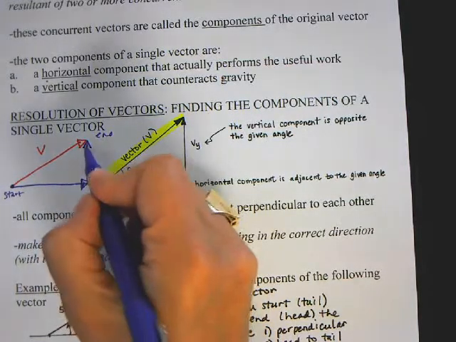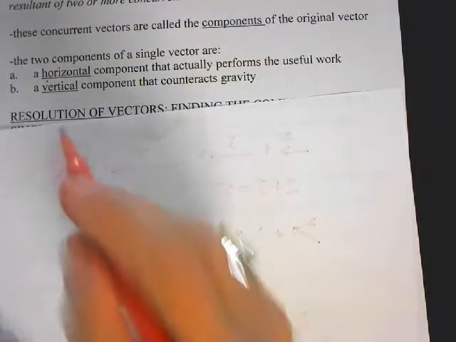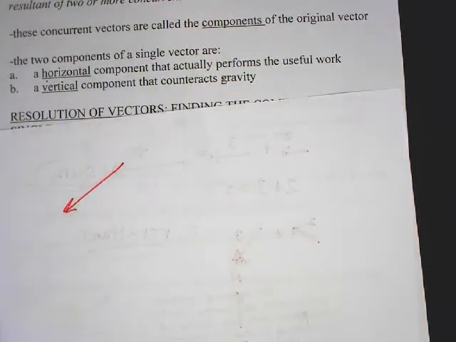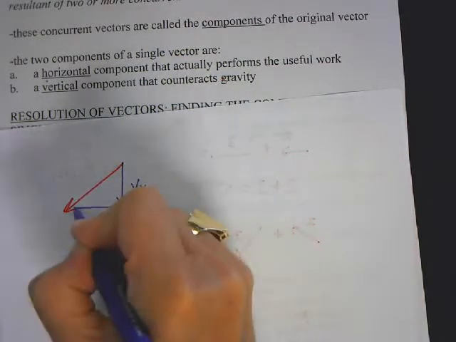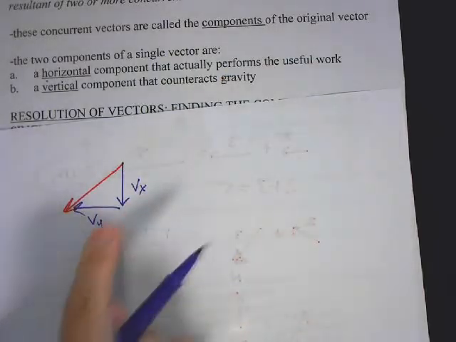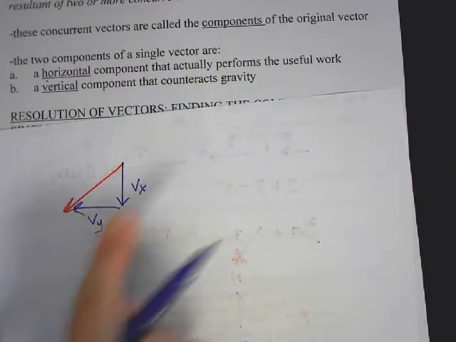Why is it important? Well, let's say my vector went like this. The components then are going to go like this and like this. So you see how this one goes down and that one goes to the left? So according to our standard sign convention, these would be negative. Okay?